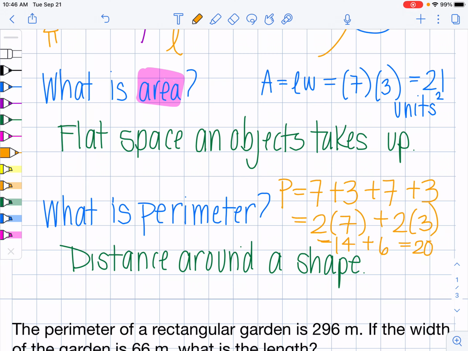Now, because I didn't give you units, we just write plain units. And perimeter is linear, which means it's just something that's not squared. It's just the units that we give you. So that's the difference between the two.